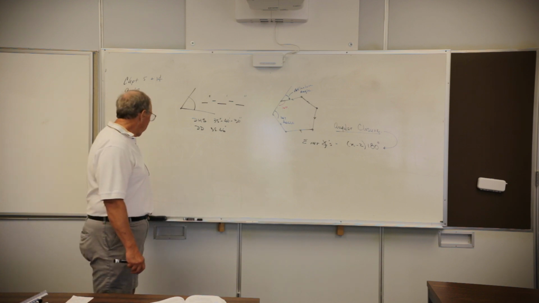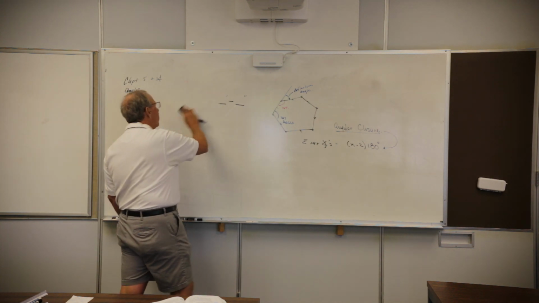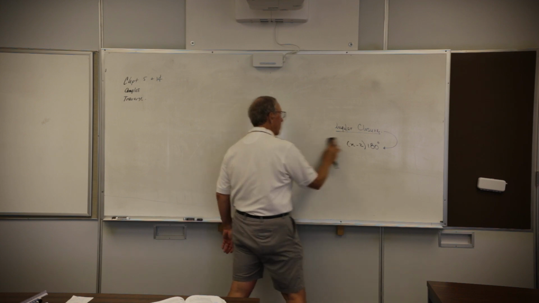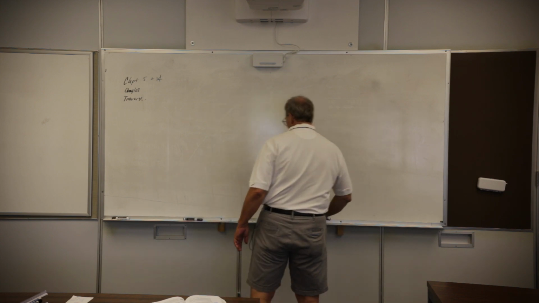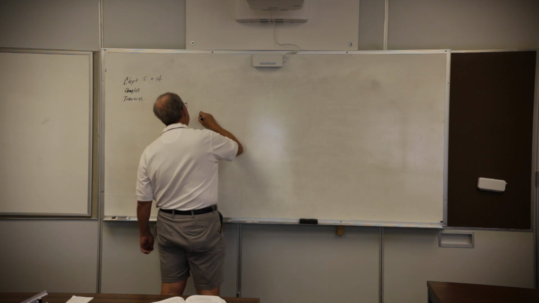So if I draw a figure on the board, and hopefully you can see this, it's a concept you'll need to be able to grasp. Okay? If I have this figure, I'm going to draw it on, I'm just going to do about a 5-sided figure.